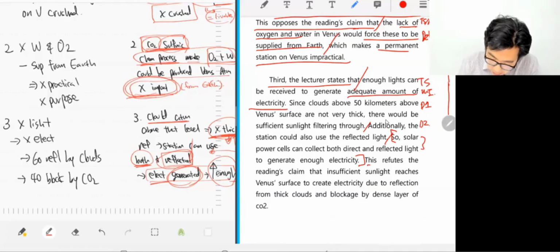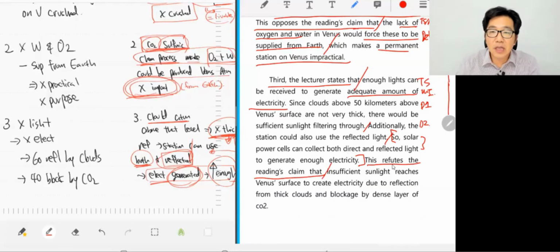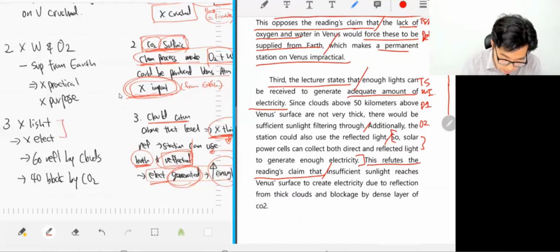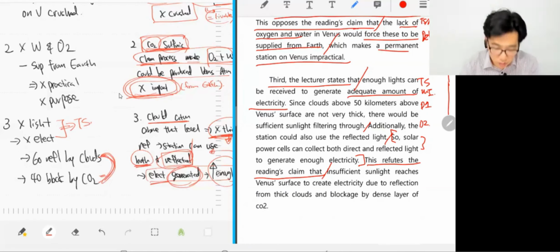All right, last part. This refutes the reading's claim that, so another template you can use. Moving into the reading's summary. Insufficient sunlight reaches the Venus surface to create electricity due to reflection from thick clouds and blockage by a dense layer of CO2. Okay, so this is like a topic sentence. So there are two details actually, but I just put it into one idea as a whole.